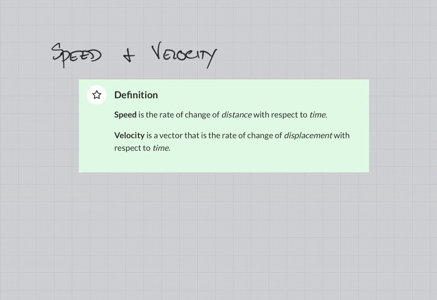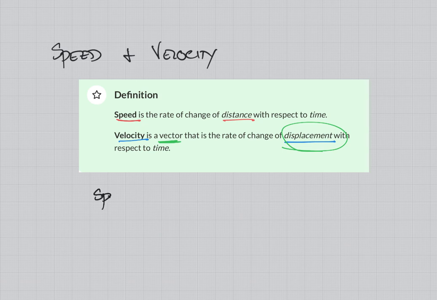Now let's talk about speed and velocity. In our everyday life, these two concepts can be used interchangeably, and in physics they can be the same, but there are some very distinct differences between speed and velocity. So speed is a rate of change of distance with respect to time, and velocity is a vector that is a rate of change of displacement with respect to time. So notice that speed uses distance and velocity uses displacement. And because displacement is a vector, velocity is also a vector.